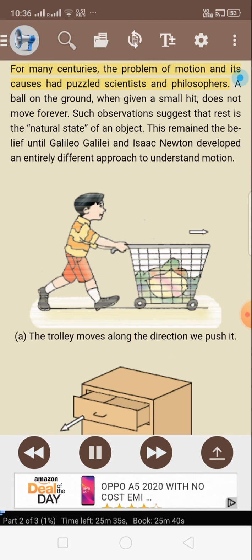For many centuries, the problem of motion and its causes have puzzled scientists and philosophers. A ball on the ground, when given a small hit, does not move forever. Such observations suggest that rest is the natural state of an object. This remained the belief until Galileo Galilei and Isaac Newton developed an entirely different approach to understand motion.